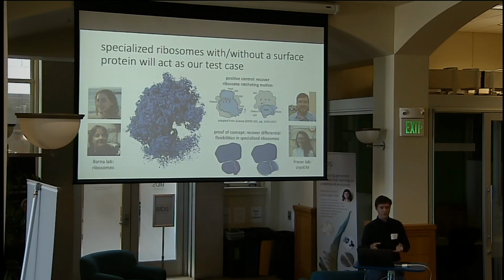And then our proof of concept, the question that we really want to ask next, is we know about these specialized ribosomes that are compositionally different by individual proteins on the ribosome surface. With or without these proteins, they have different preferential behavior. They have different sets of mRNAs that they are more likely to translate or not. And so we think this is a mechanism that has to do with flexibility. We think that depending on which proteins are present, the ribosome has different flexibility equilibria. And so if we can recover a difference between ribosomes that all have this protein present or all don't have it present, then we'll have an answer to that hypothesis.